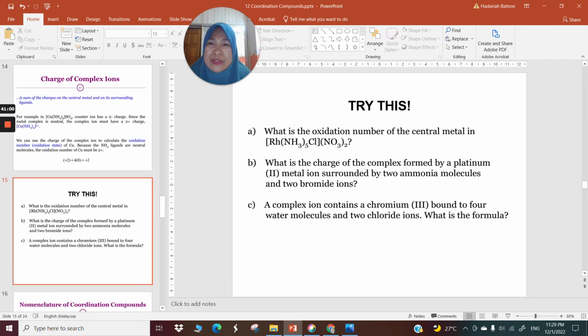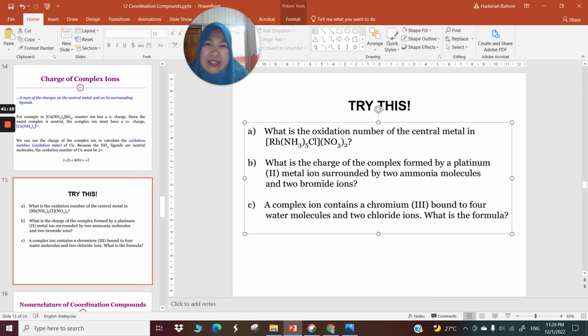So you can use that information that I've given you for the past 41 minutes to try these questions, A, B, and C. So please try this question to calculate the oxidation number of rhodium here. Remember, ammonia has 0 charge, chloride has -1 charge, nitrate has -1 charge. Use this information to calculate the charge of Rh, or rhodium.